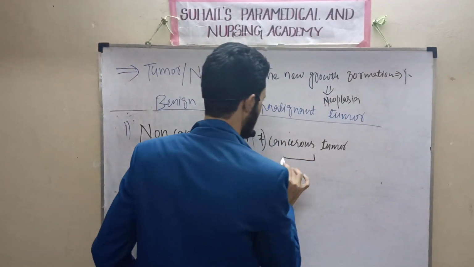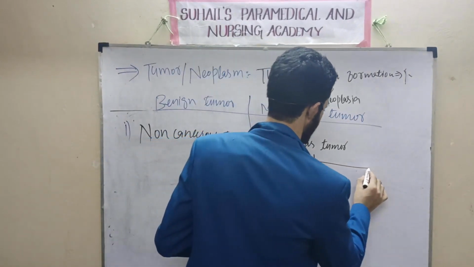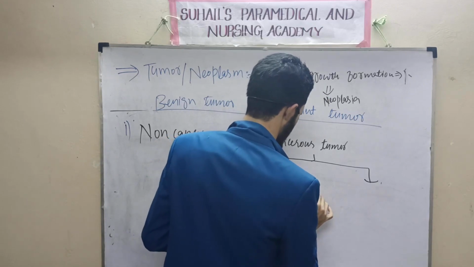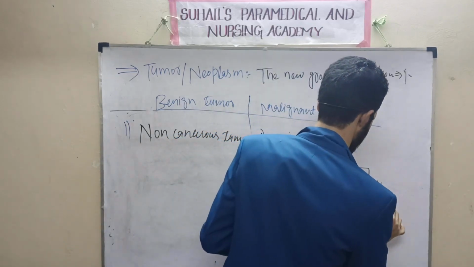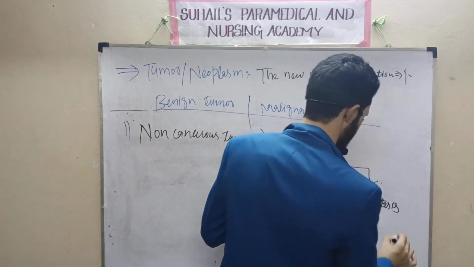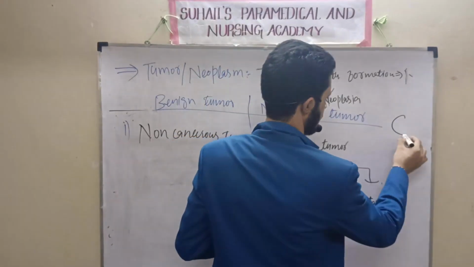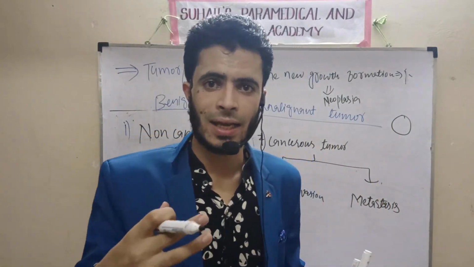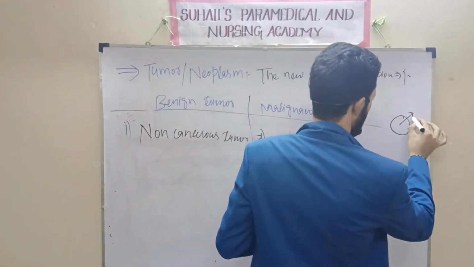See here, actually this malignant tumor shows two types of invasion. One is called local invasion. Another is called metastasis. This is the important point. Local invasion means, suppose we consider a breast cancer. This breast cancer may show local invasion.